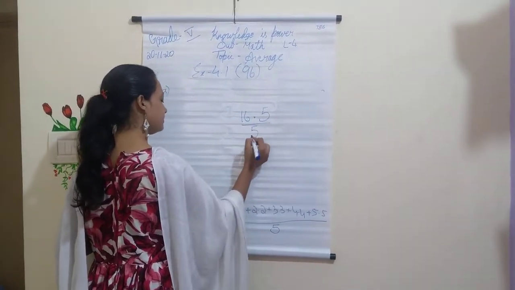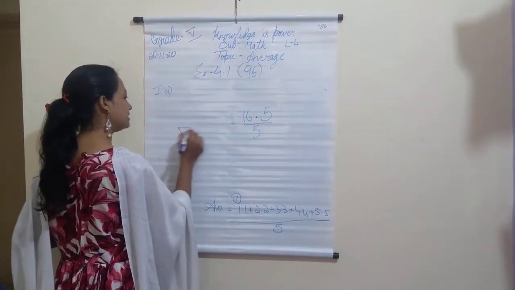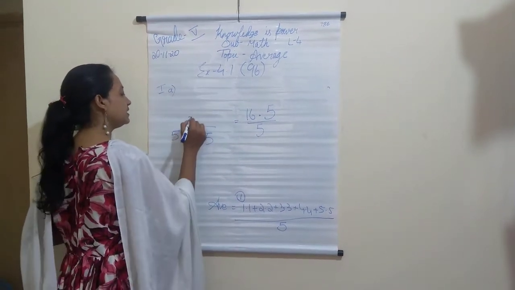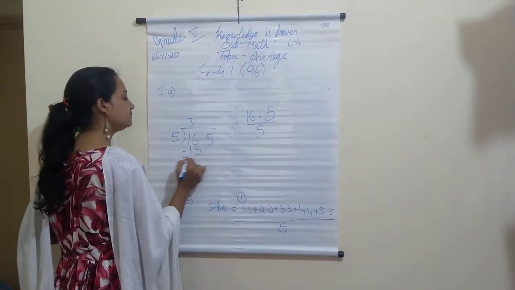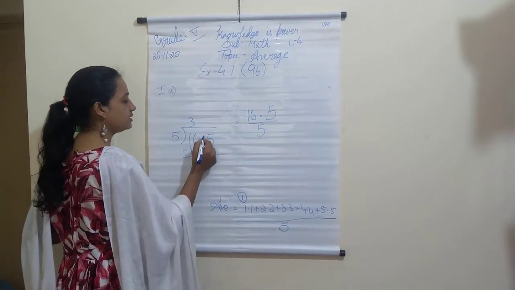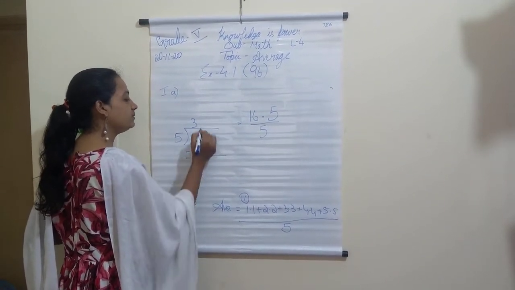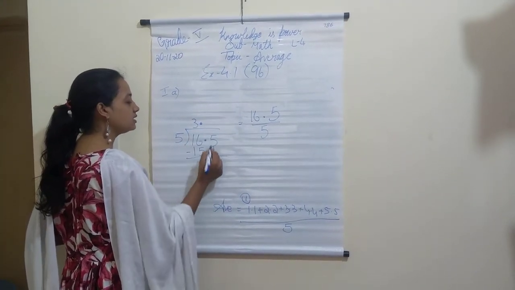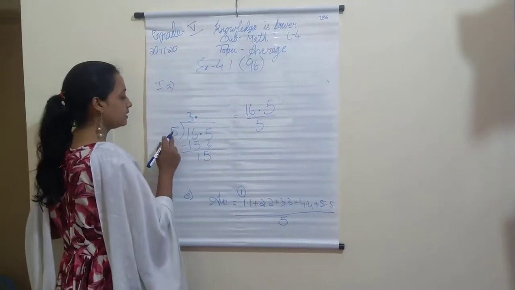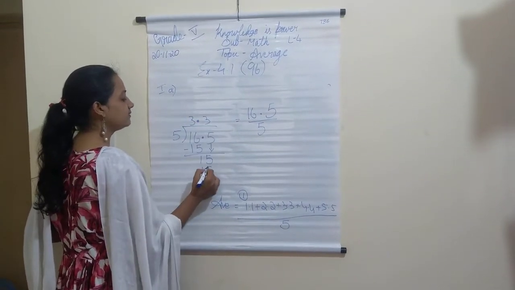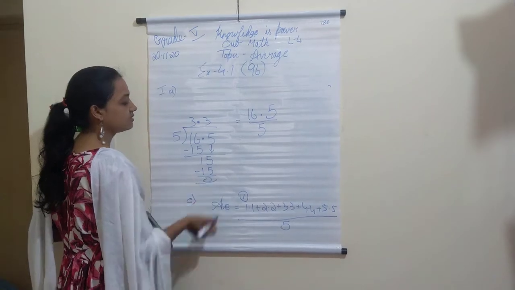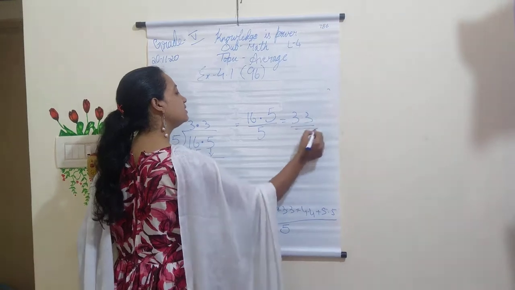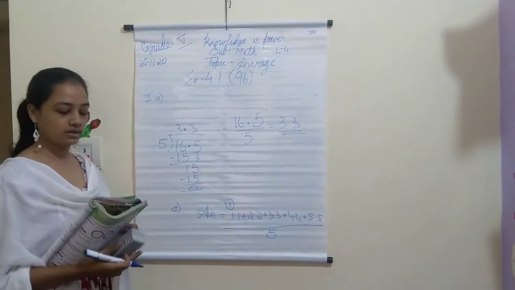Now this should be divided by 5. So let's divide it. 5 threes are 15. 1 remainder. Before bringing this 5 down, I have a decimal point. So I should place the decimal point in the quotient. Then write 5. Again 5 threes are 15. So what is the answer I got? 3.3. This is the average.